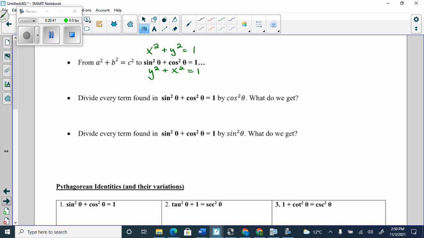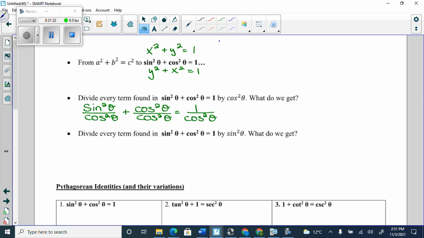Now, here it says, divide every term found in sine squared theta plus cos squared theta equals 1 by cos squared theta. Let's see what happens. So if we divide all of this Pythagorean theorem identity by cos squared, what do we get? So sine squared theta divided by cos squared theta, plus cos squared theta over cos squared theta, equals 1 over cos squared theta. So we just divided them all by cos squared, right?